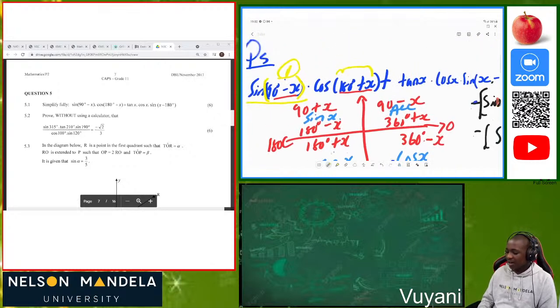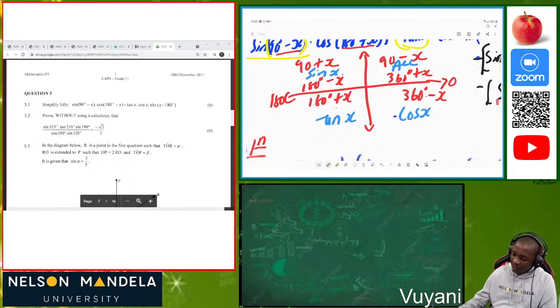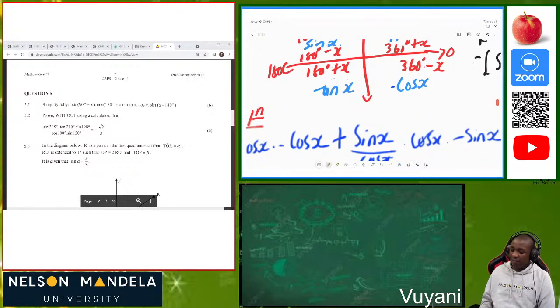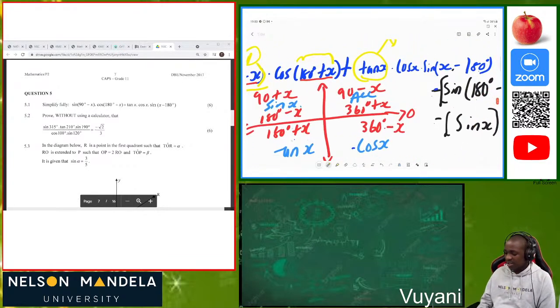Now we are given tan of x. We know that tan of x is an identity, which says tan of theta is equal to sine theta over cos theta. So we apply the identity because we are trying to simplify. We break down and we simplify in the process. So tan of x now is going to be sine of x over cos of x. Now moving to cos x, it's still there, we can't change that.